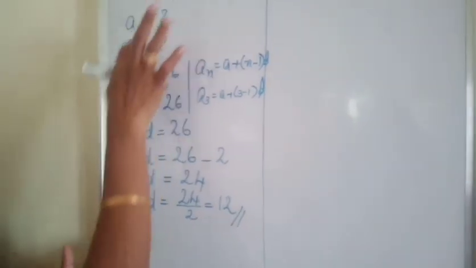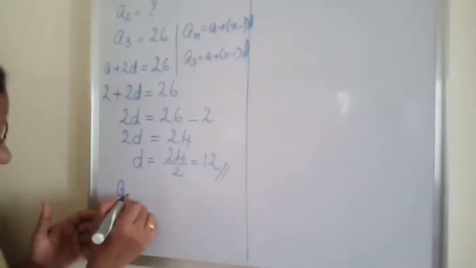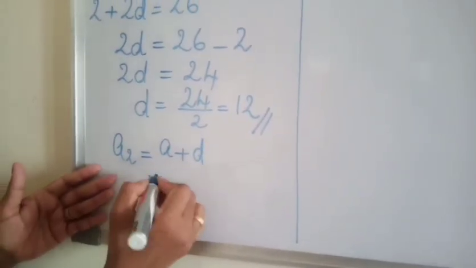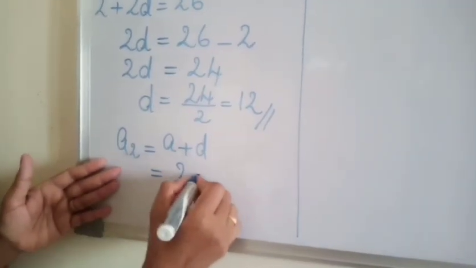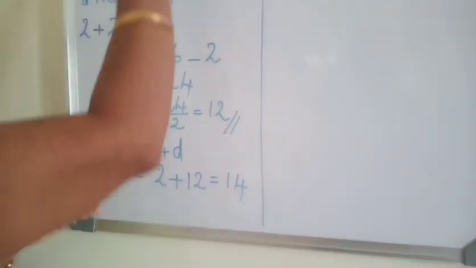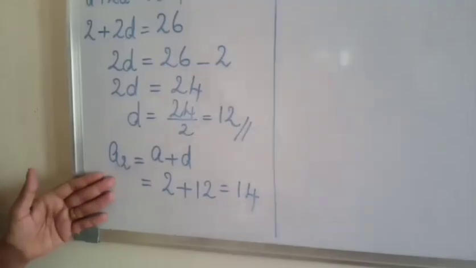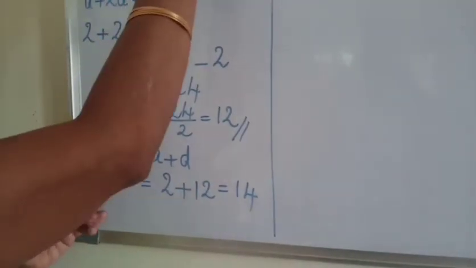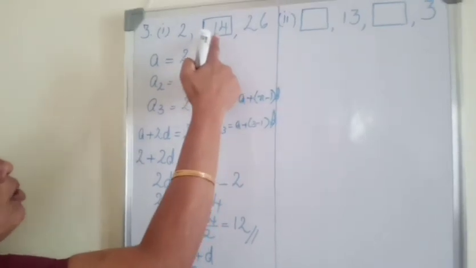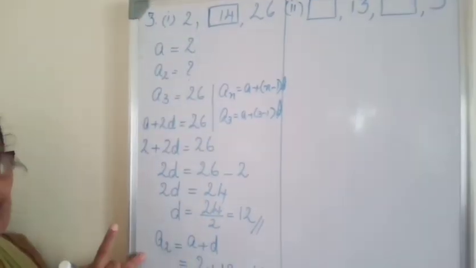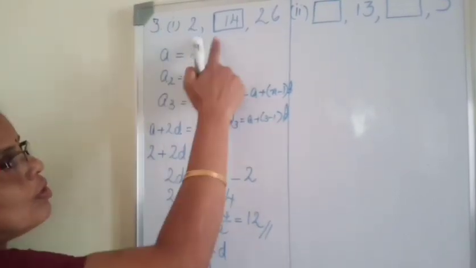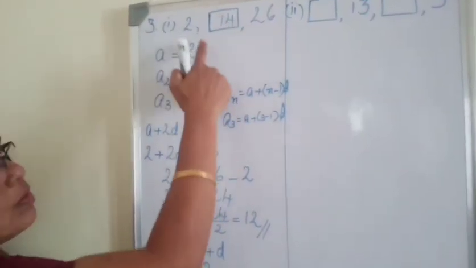We wanted to find out the second term. We all know second term is nothing but A plus D. That is A is 2 and D is 12. 2 plus 12, 14. So this box will be 14. So the second term is 14. Let us check whether common difference is getting the similar or not. What is 14 minus 2? 12. 26 minus 14, that is also 12. So difference is same. So this is an AP.